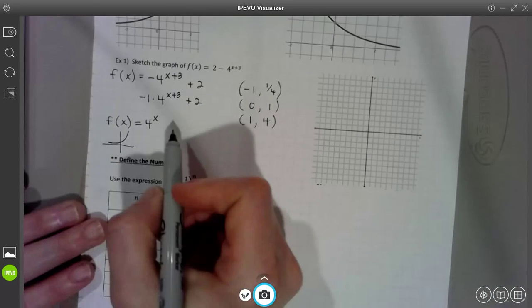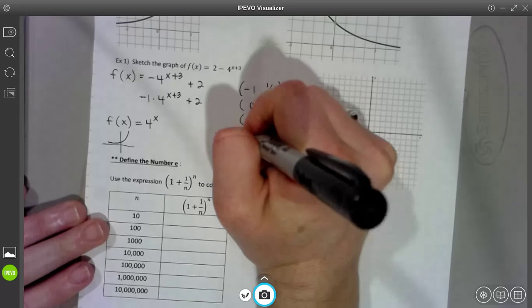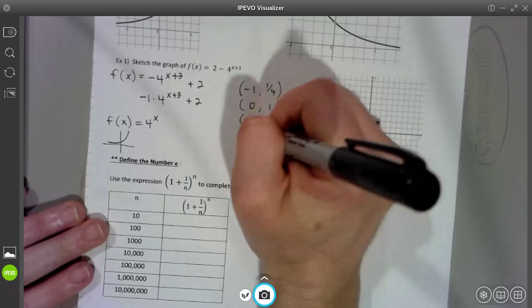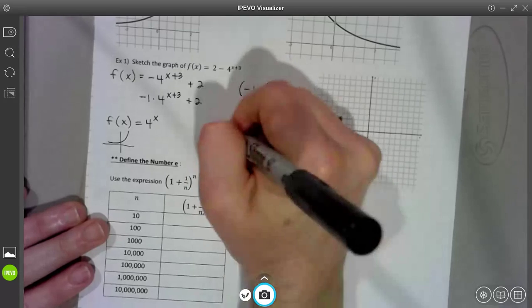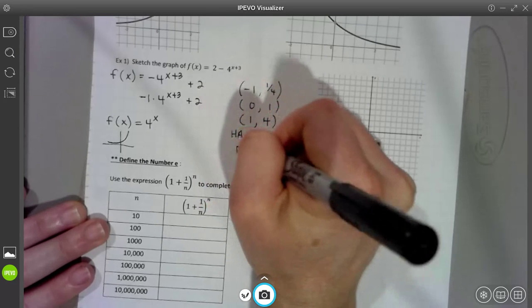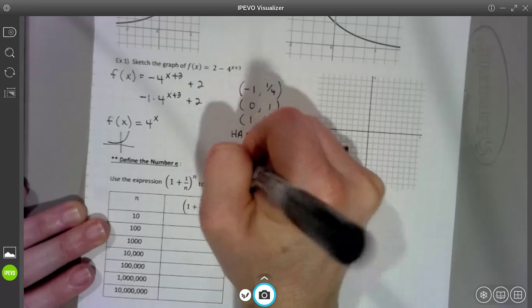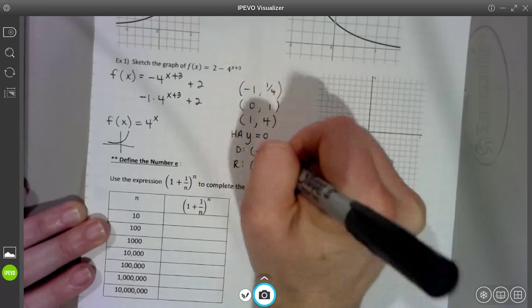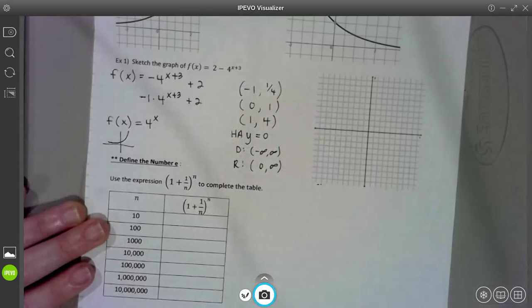All right, here we go. Now let's figure out also, remember, every exponential function starts with an HA at y equals 0. They all start with a domain of all real numbers, and they all start with a range from 0 to infinity. All right, let's make the changes.